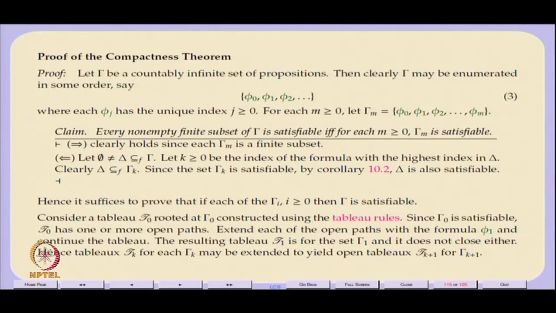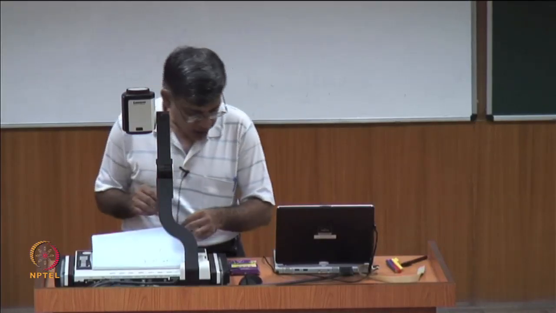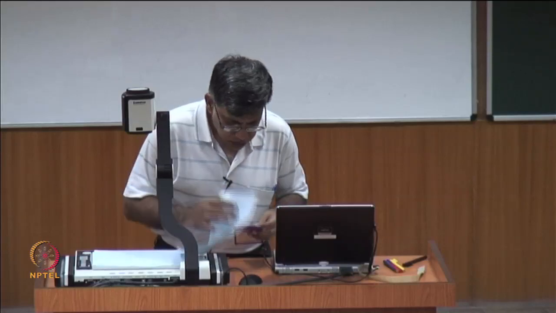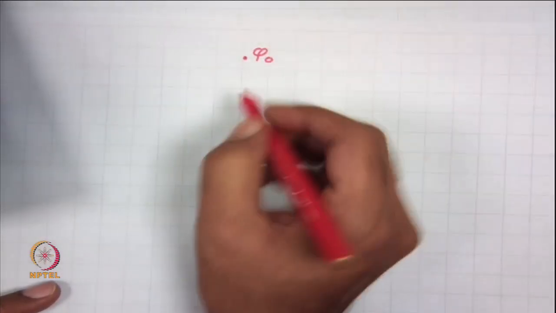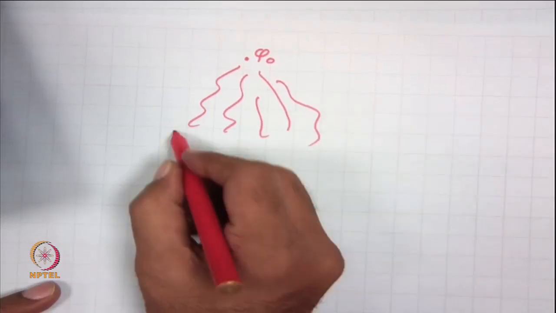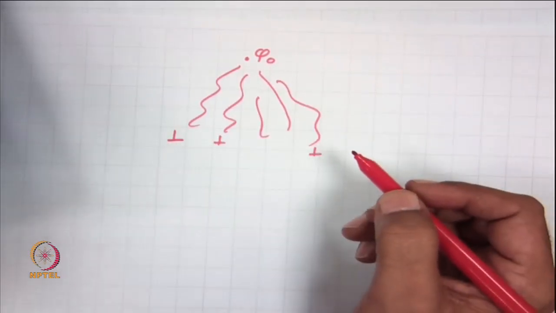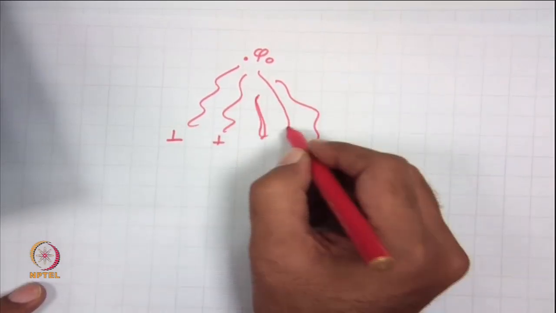The assumption is that gamma is a countably infinite set of propositions in which each subset of gamma is satisfiable. A singleton set is also a subset, so what does it mean? It means that this tableau rooted at gamma naught, which is essentially a tableau rooted at the formula phi naught, does not close, since phi naught is satisfiable. It might have some closed branches, but the fact that phi naught is satisfiable means that there is at least one open branch.